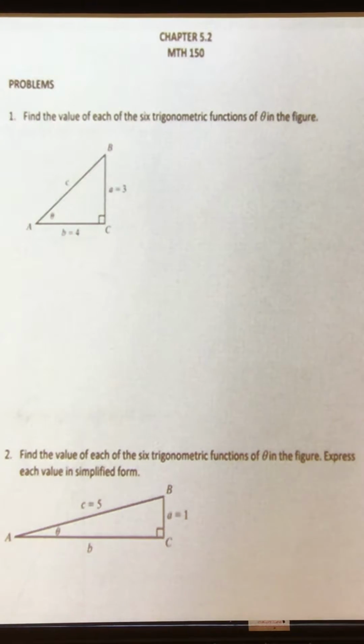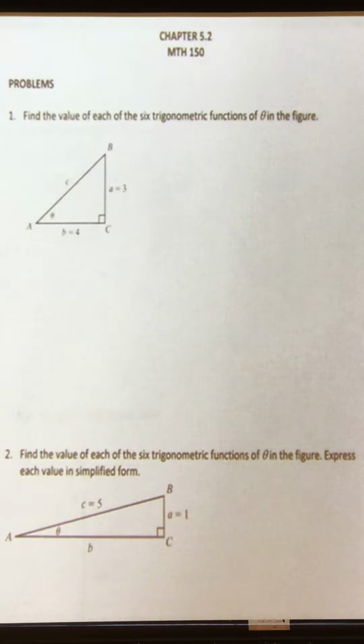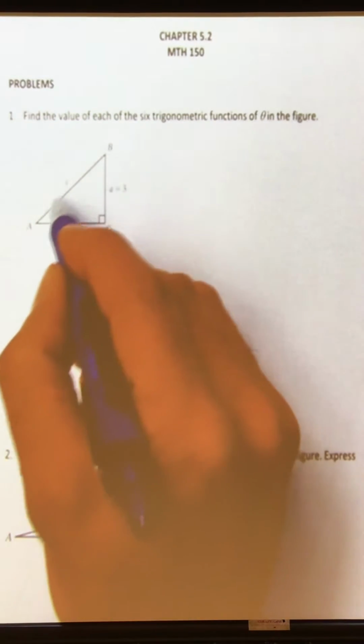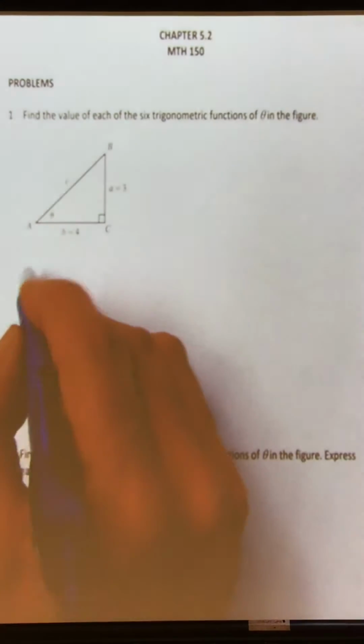Section 5.2 exercises. Problem 1. Find the value of each of the 6 trigonometric functions of angle theta in the figure below. In order to do this, we need to find all 3 lengths of the side of the triangle, and we do not have the hypotenuse length here, c. So we will use the Pythagorean theorem.